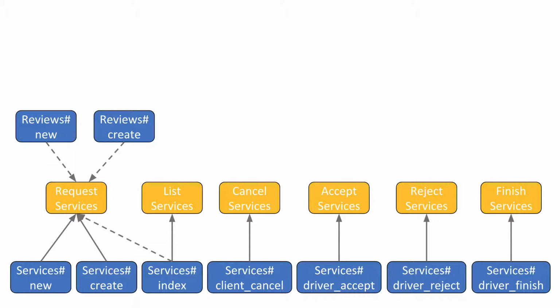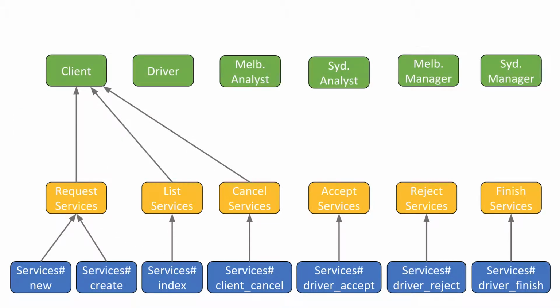Roles are granted permissions to do some business processes. For example, clients are allowed to request services, list services, and cancel services. Note how the role descriptions read naturally when we express what a role can do in terms of business processes. Mapping the business processes for the rest of the roles is straightforward.